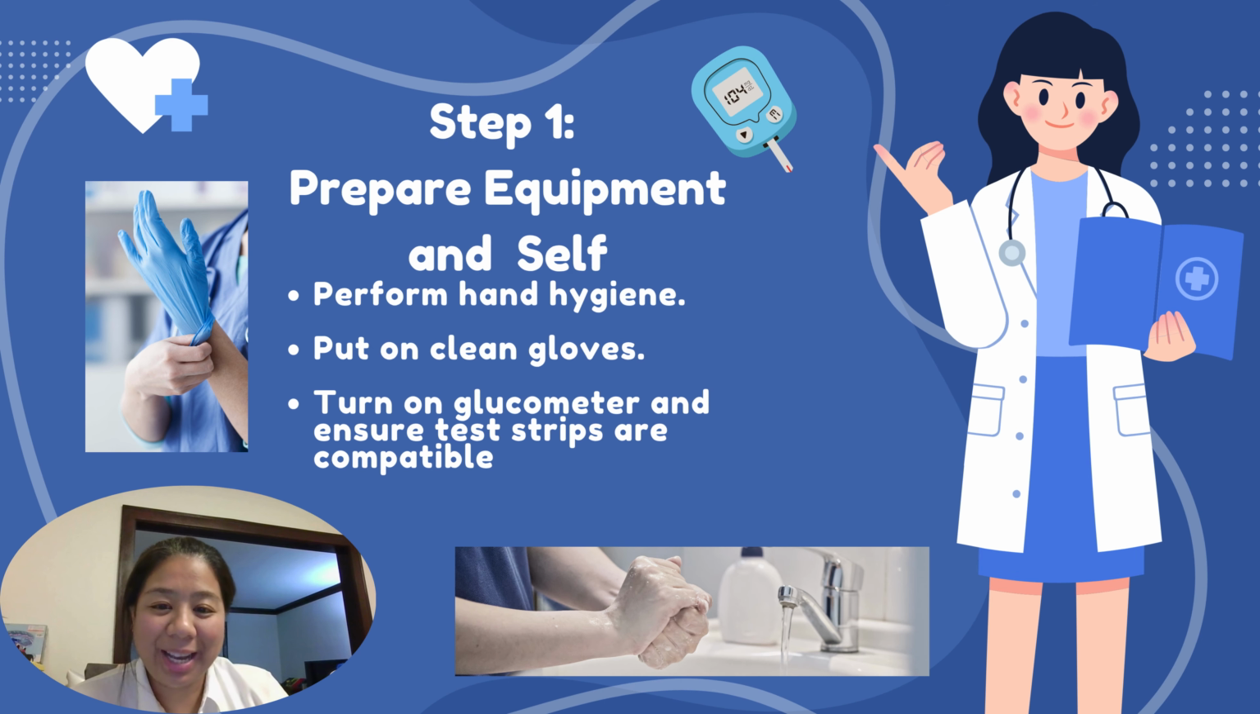Let's now go to the steps. First step is prepare the equipment and yourself. Don't forget to perform hand hygiene and put on gloves. In this case, I use my sanitizer and then I put on my clean gloves. Especially if there's no sink and flowing water and soap readily available, you can do the 99% hand hygiene with a sanitizer. Then put on gloves and then turn on your glucometer.